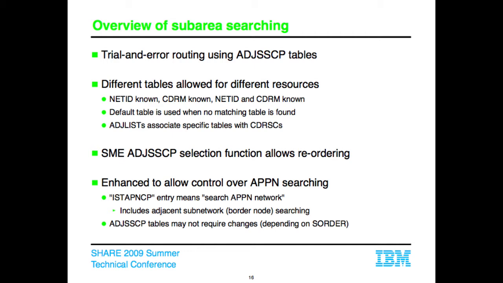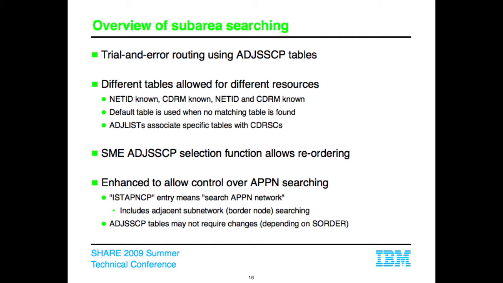When we build the list of CDRMs that we're going to search, we do that using adjacent SSCP tables as well as a certain amount of SSCP dynamics if you allow them. The tables that you define can be NetID specific. If you know he's in NetA, use this table, for example. Or CDRM specific. If you know he's owned by CDRM1, use this table. You can also code one that's NetID and CDRM specific. If you know he's in NetA and he's owned by CDRM1, I want you to use this table. So you have three different kinds of tables. And of course, you can also define a no NetID, no CDRM table, which is basically the default table.